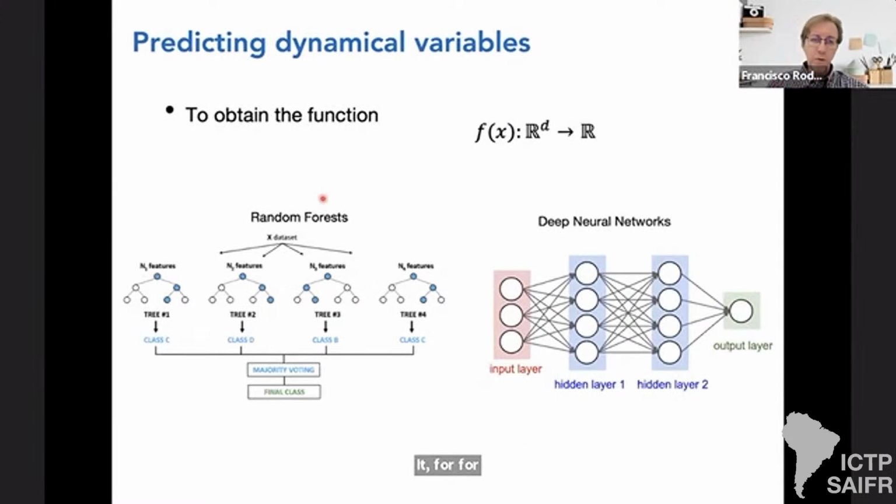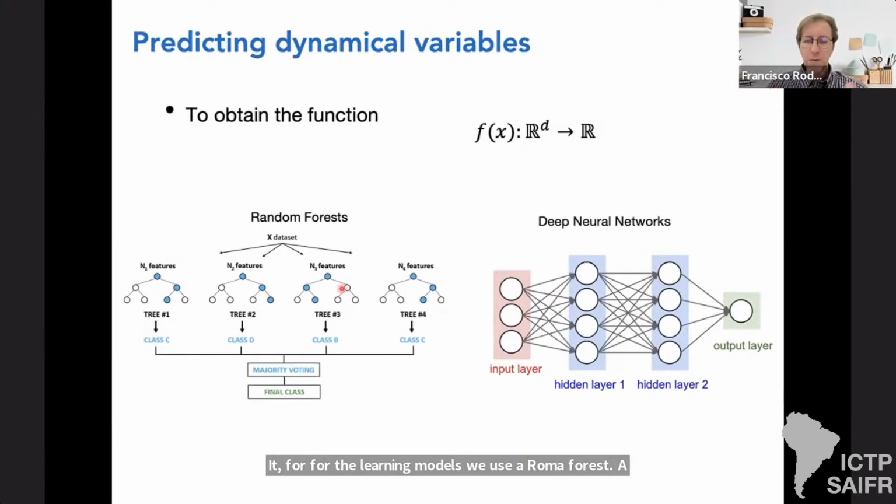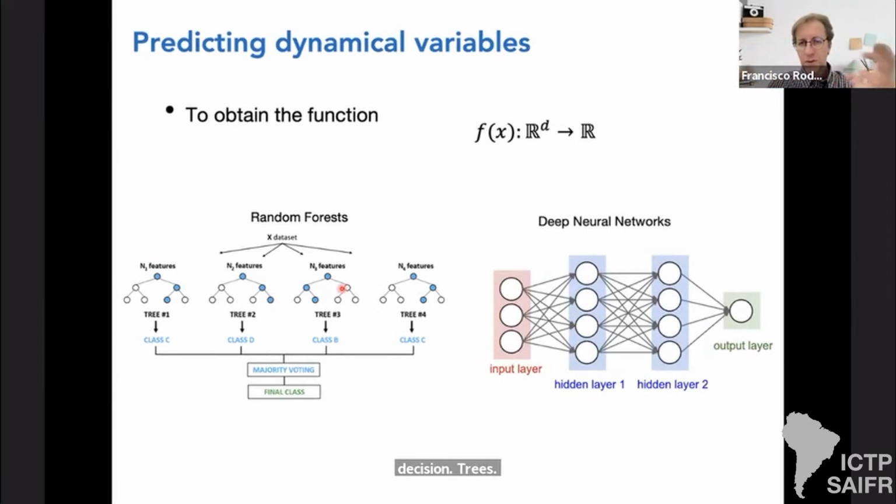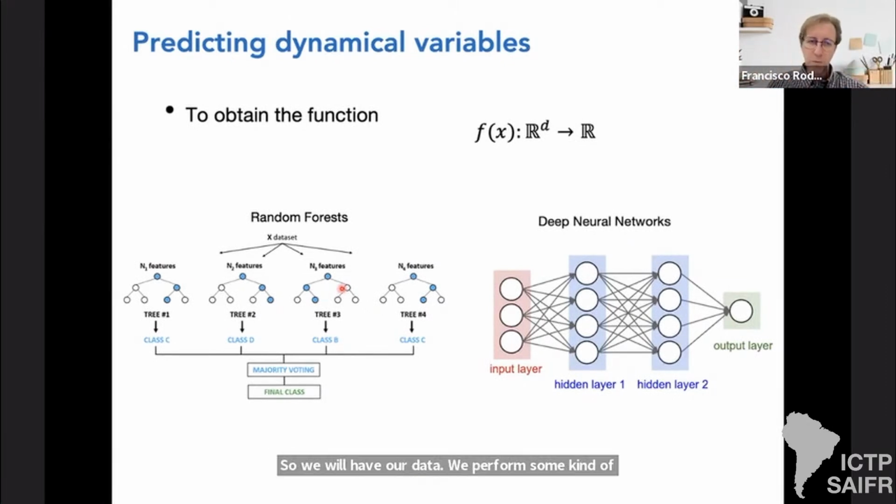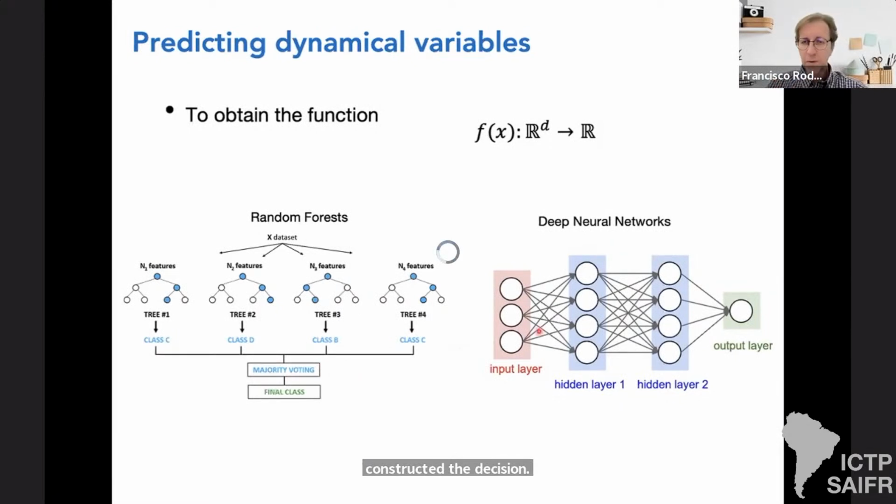For the learning models, we use a random forest. A random forest is just a collection of decision trees. So you have different decision trees. We will have our data, and we perform some kind of bagging in which we extract some samples. From these samples, we construct the decision trees. And by using majority voting, we can decide about the classification and the regression.